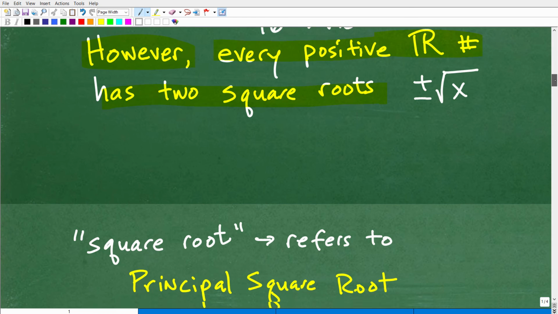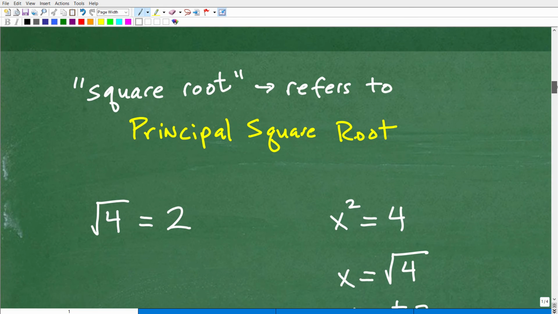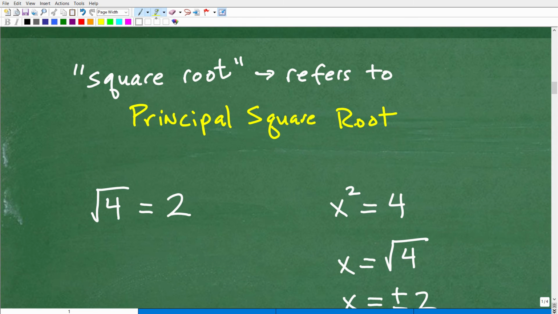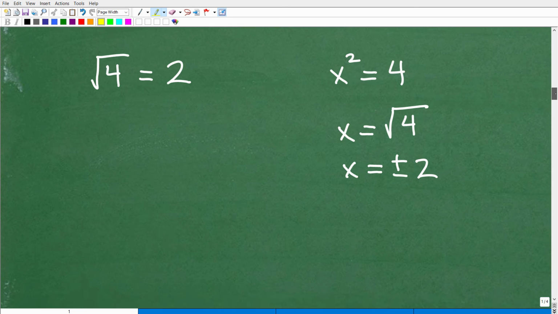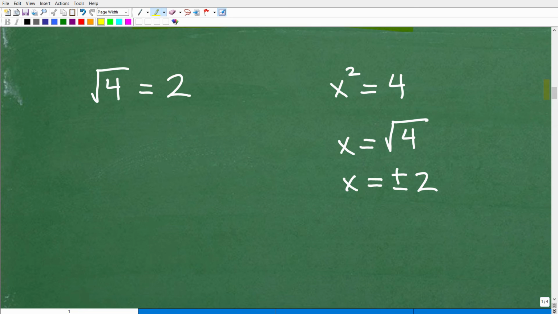All right, so how do we use this? Well, typically in mathematics, when you're asked to find the square root of a number, this refers to finding the principal square root, generally speaking. Let's now take a look at an example. If I said find the square root of 4 and you answered 2, you would be correct, because you're giving me the principal square root.